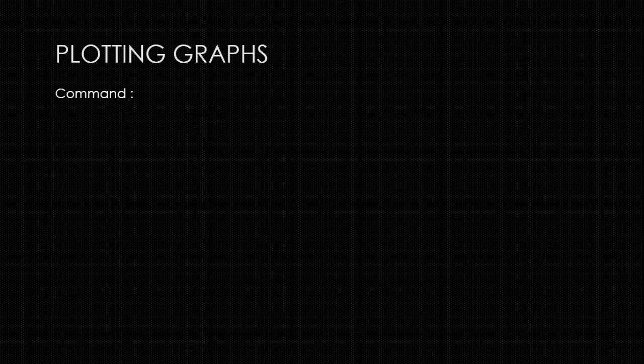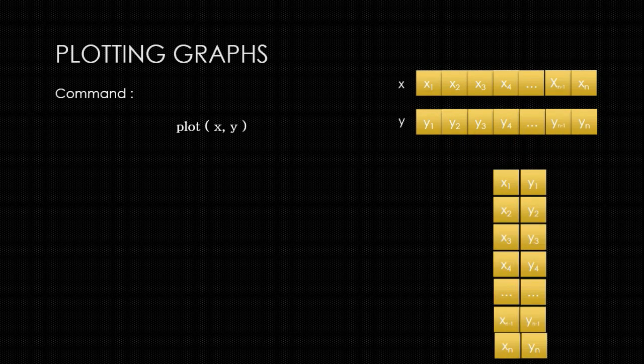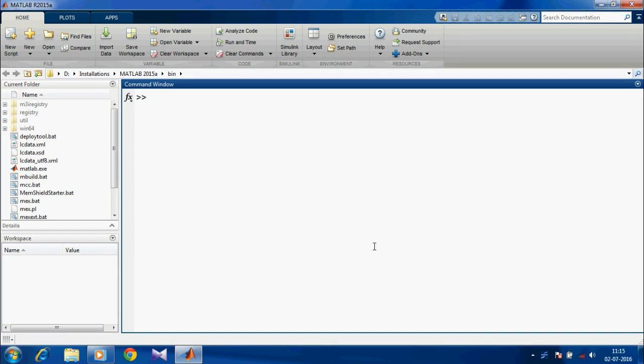The simplest command to plot a graph is plot x, y. Here x and y are two vectors of same length representing x and y coordinates of various points on the graph. The graph is created by connecting these points. Let's plot a graph for sin x. First, let's create the vector x from minus 2 pi to 2 pi with elements at intervals of 0.5. Then plot x, sin x.